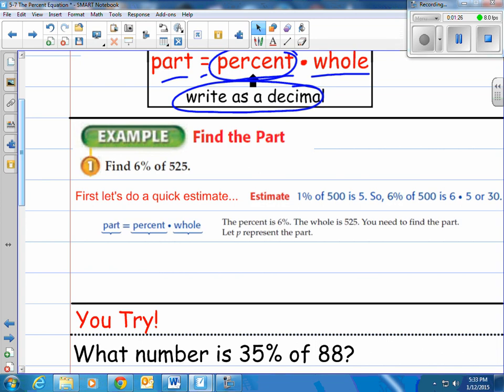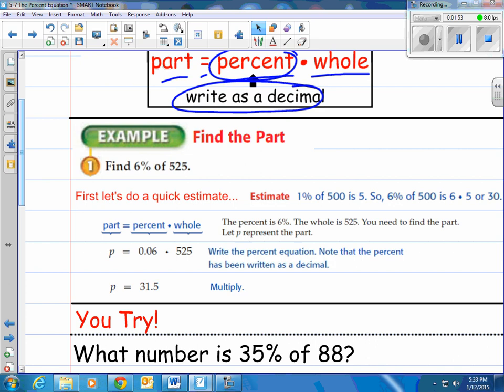All right, so we have the part equaling the percent times the whole. Now it says the percent is 6%. The whole is 525. You need to find the part. So P is going to be the part, and that's what we're looking for. P, we don't know. We have our equal sign. We have our percent, 6%, 0.06, times the 525. Simply multiply those two together, and you get 31.5. So the part is 31.5. 31.5 is 6% of 525.